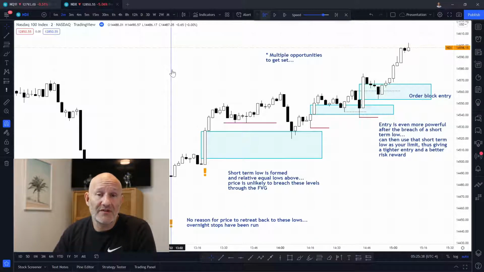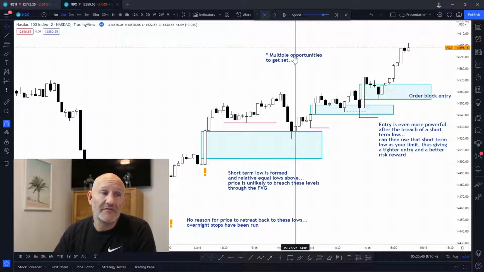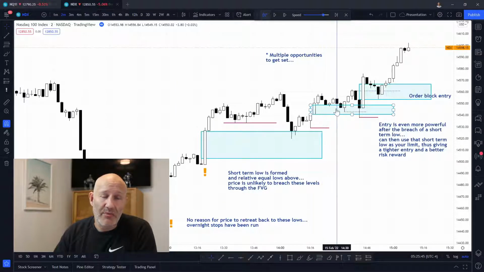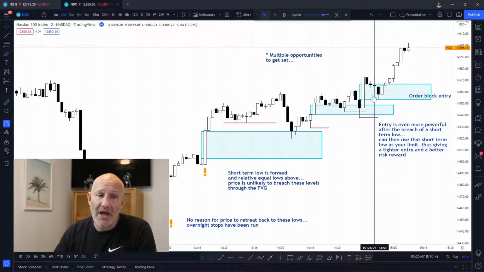And so what you can see from the remainder of the session, there's multiple opportunities to get set. And so we can use that fair value gap or a combination of the fair value gap and order blocks as our way to get set as the market trades higher into the close.